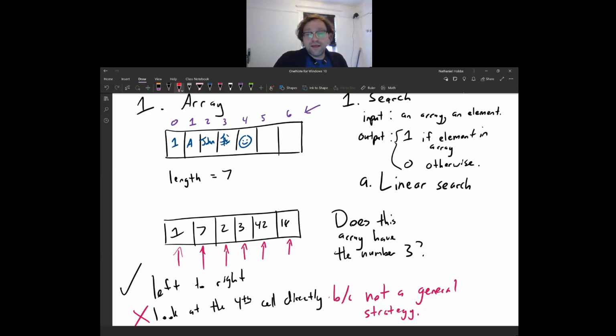Now, a linear search can actually be a little bit broader than left to right. For example, you could go right to left. Same thing. You start at the end and then you keep going, looking for the element until you reach the beginning, and if you haven't found it, then you return no. That also works, but the number of steps is the same. And this is one thing that we need to talk about.